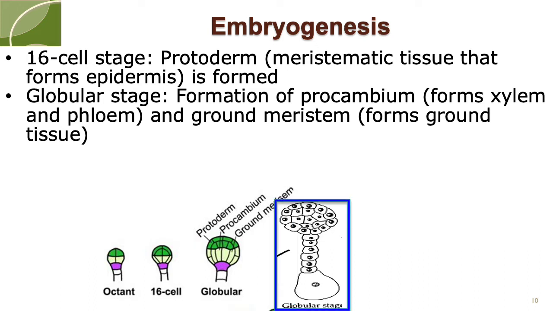This is a picture of the globular stage where we can see not only the head portion that was shown in the colored picture before, but we can also see the entire structure, including the suspensor region.